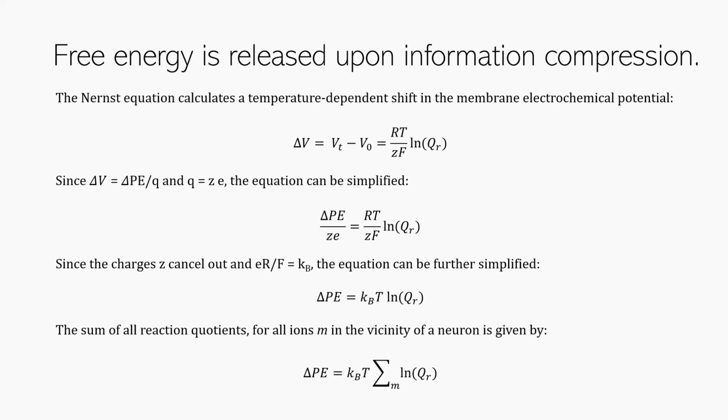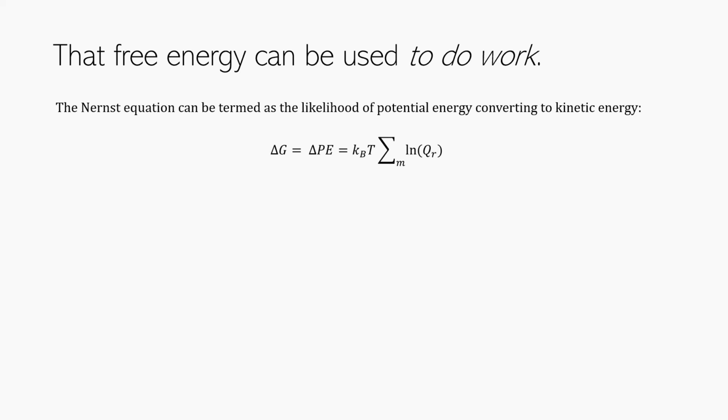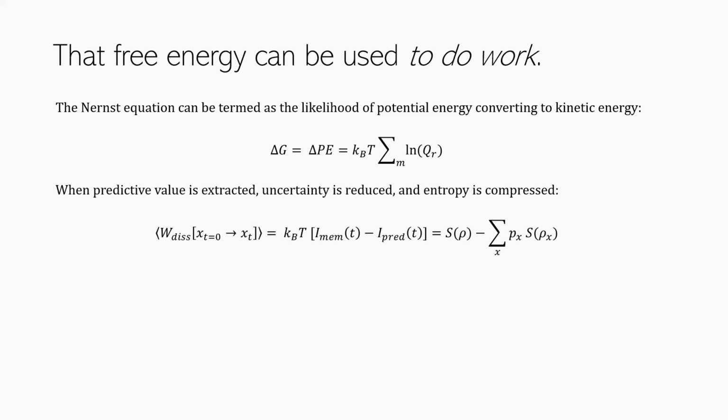So the Nernst equation can be termed as the likelihood of potential energy converting to kinetic energy over some time period. And that free energy can be used to do work in the system. So the Nernst equation can be termed as the likelihood of potential energy converting to kinetic energy given by the Gibbs free energy. And when predictive value is extracted, uncertainty is reduced and entropy is compressed.